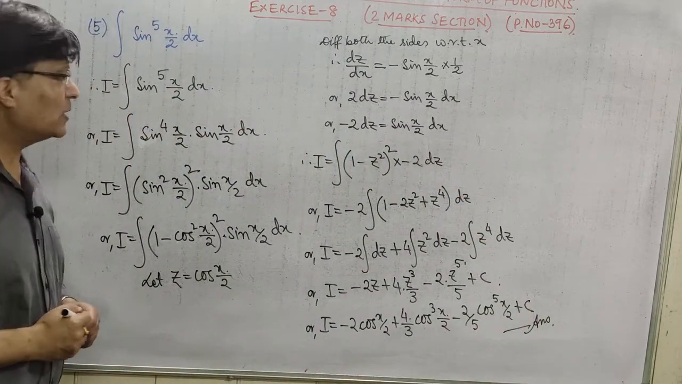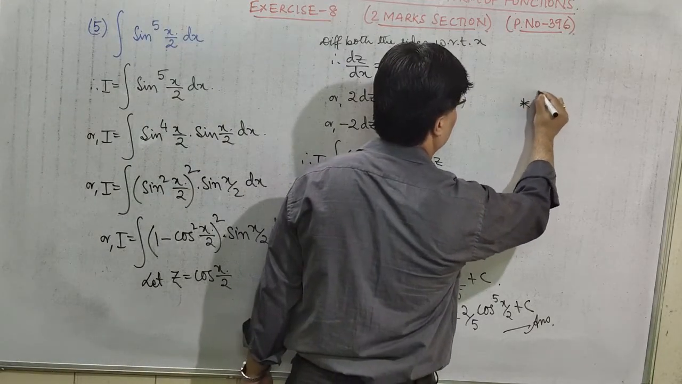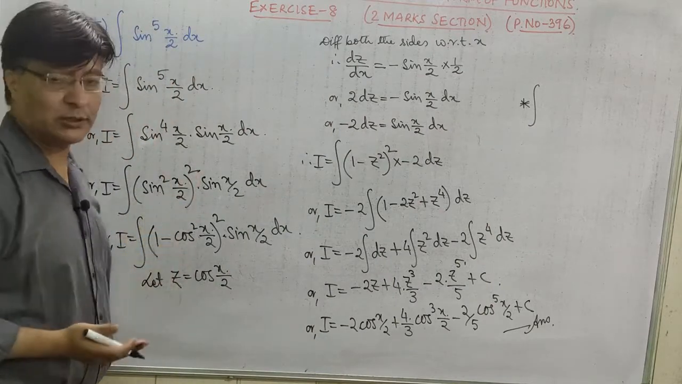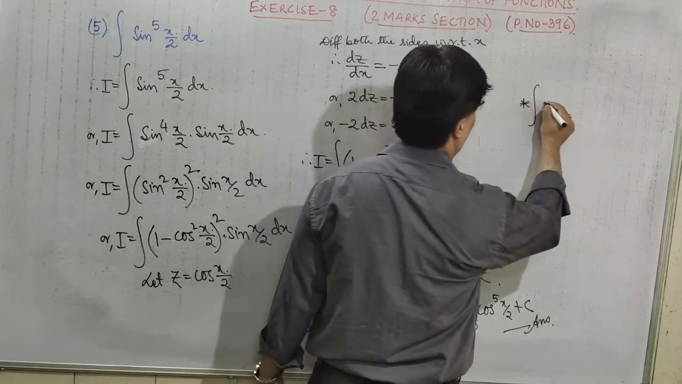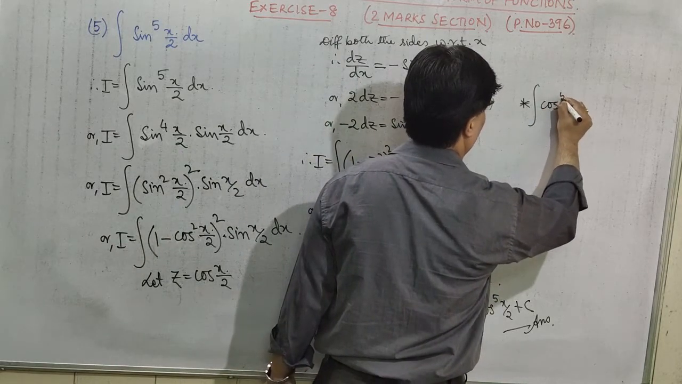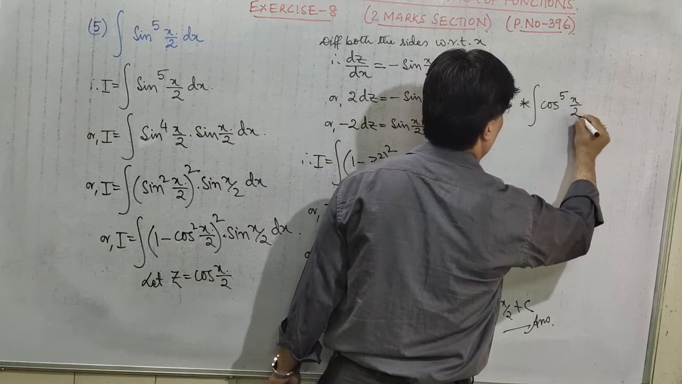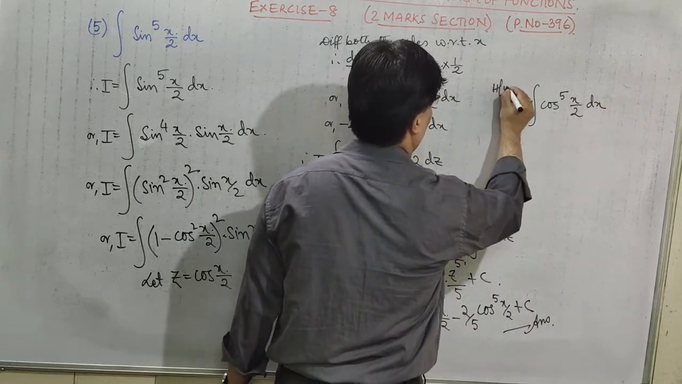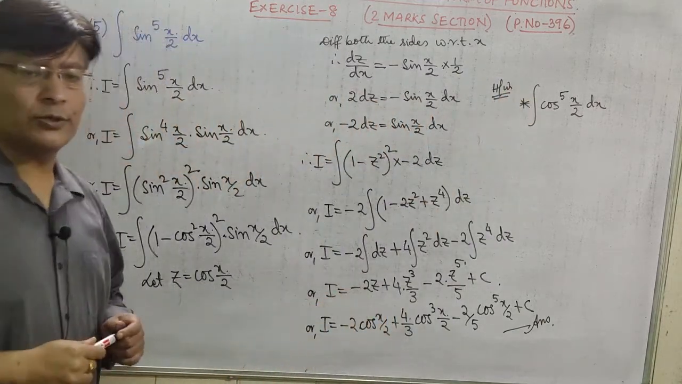So I think you have understood it. So you can do it at home. So instead of sine you may have cos. I have given this question myself. Okay, you can do it at home. That is integration of, instead of sine there may be cos. So this is cos to the power 5 x by 2 then dx. So this is your homework, right? So you can do it at home. So you can copy it.